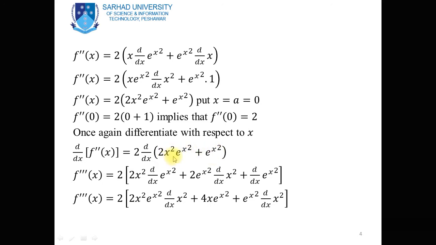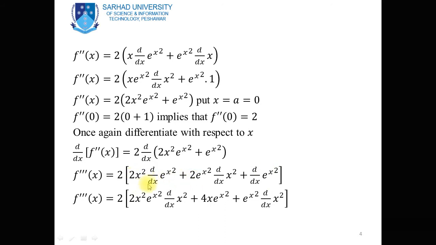Now in this term, this is again the product rule, so 2x square will be the first function, first function as it is, and the derivative of the second function e power x square, plus 2 e power x square as it is, and the derivative of the first function, which is x square. So again, x square is the first function and e power x square is the second function: first function times the derivative of the second function, plus the second function as it is, times the derivative of the first function, plus the derivative of e power x square.